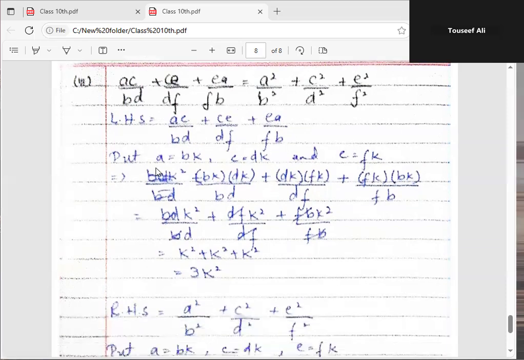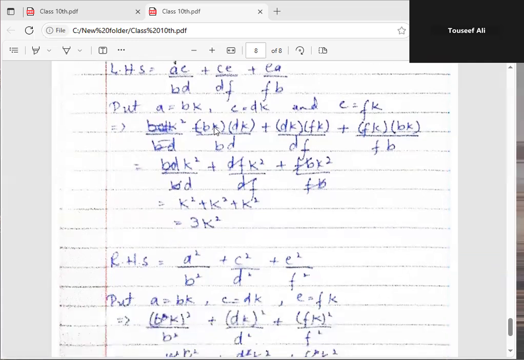We have already found by using the K method that A equals BK, C equals DK, and E equals FK. By replacing these values in the left hand side, in place of A I replace BK, in place of C I replace DK, and in place of E I replace FK. We don't have any values for BD, DF, FB, so they remain as they are.